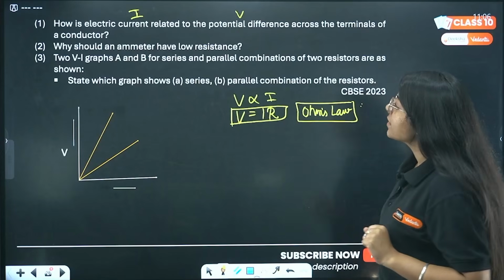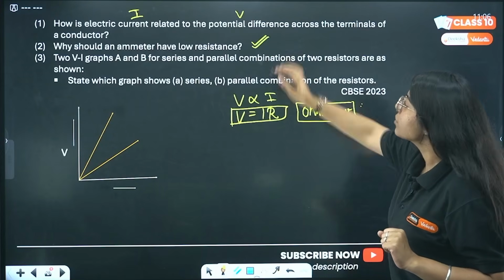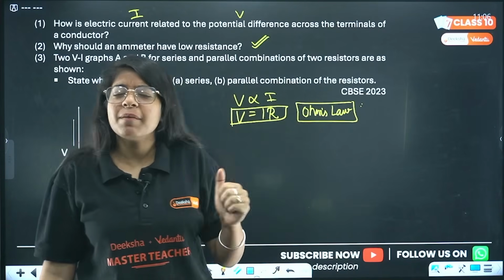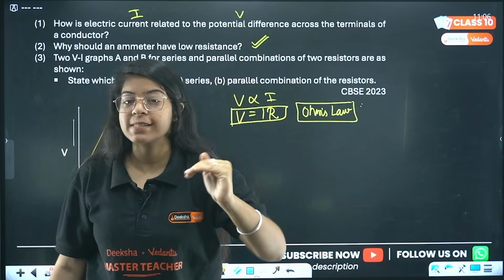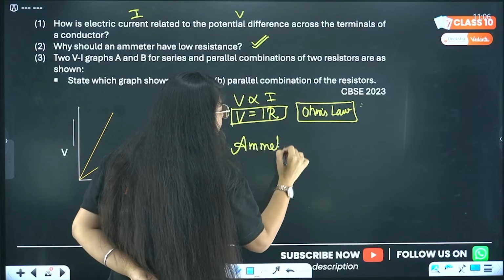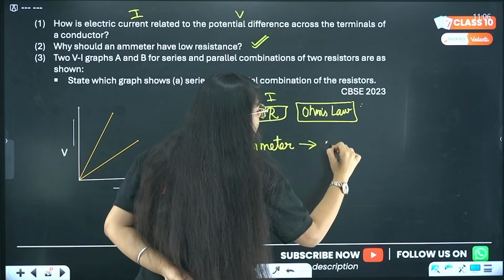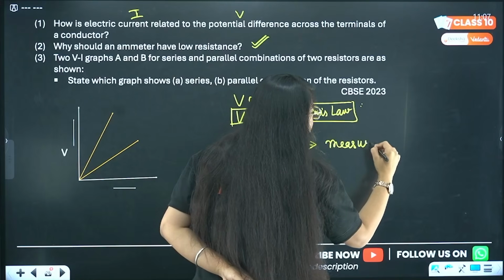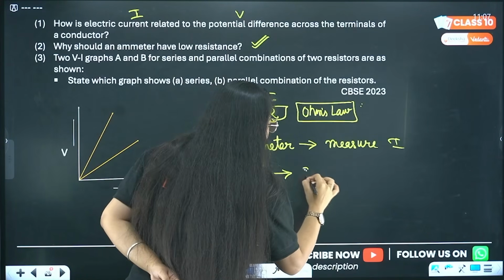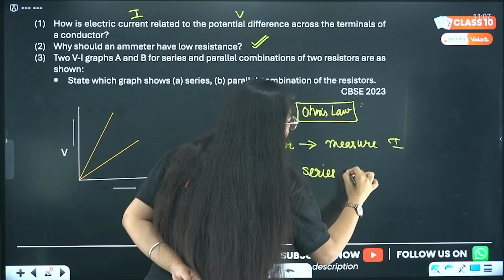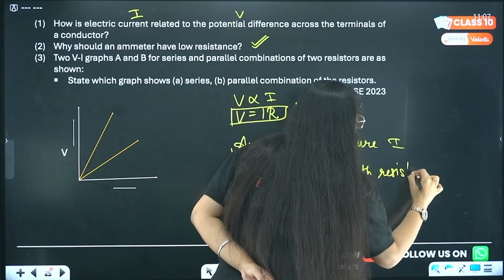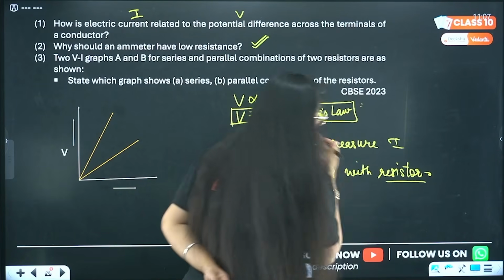But they have followed this question with another question which requires conceptual knowledge. What they are asking is, why should an ammeter have low resistance? We'll go through it step by step. See what an ammeter is. An ammeter is a device to measure current in the circuit, and we know that an ammeter is always connected in series with the resistor.